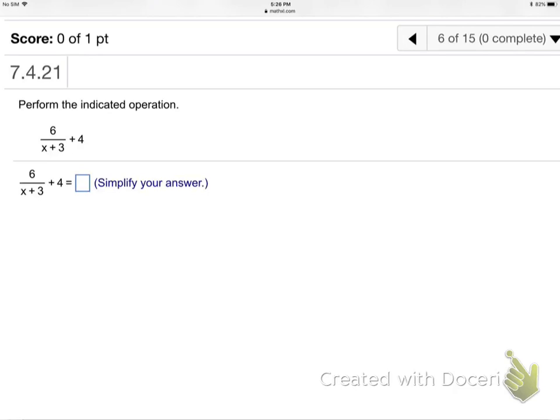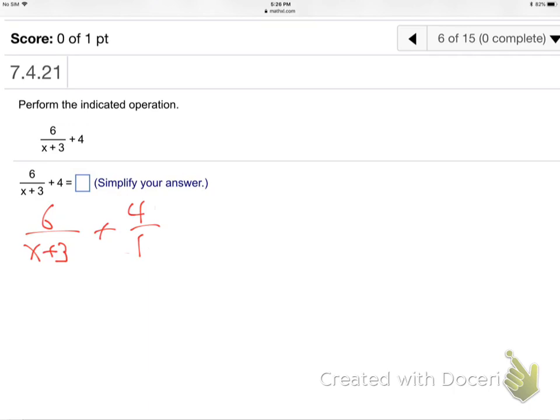Okay, so number 6, I'm trying to add 6 over x plus 3 and 4. What do you do when you have a whole number interacting with a fraction? We've had this before. Remember what you do? You take that whole number and you put it over 1 to make it look like a fraction. It's still a 4. I mean, 1 divides into 4 times. That's still just a fancy 4. But now it looks like a fraction. That's helpful to us.